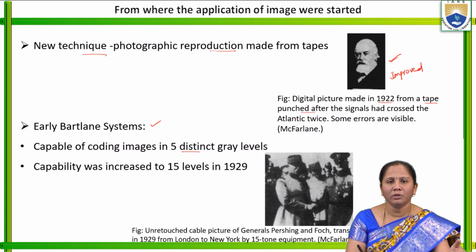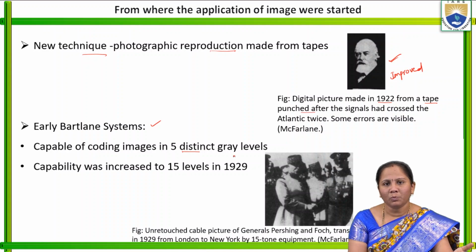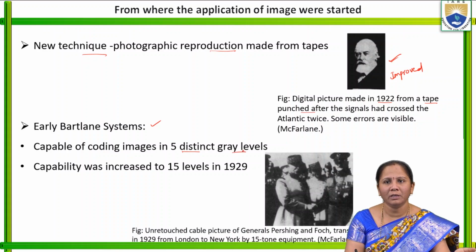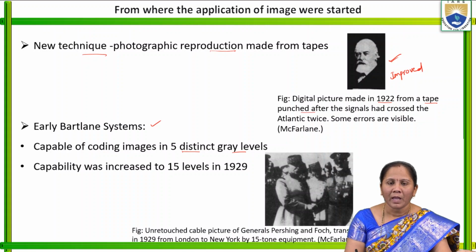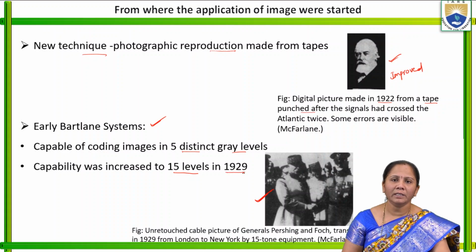Coming to the next technique, that is the early Bartlane system, this was used in order to capture images. In the previous images, what we have seen, they were captured using 5 distinct gray levels, so the quality of those images was poor. After that, the number of gray levels kept increasing. In the early Bartlane system, the maximum number of gray levels used to capture this picture was 15 levels. That is why, compared to the previous picture, the quality of this picture is somewhat better, and it was captured in the year 1929.